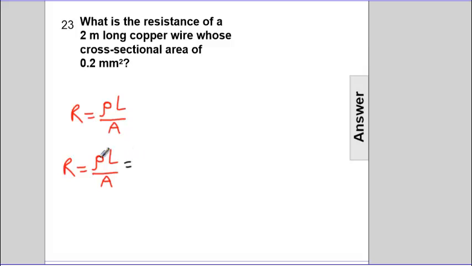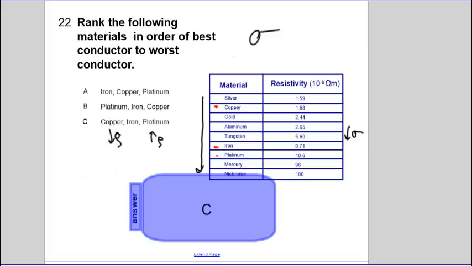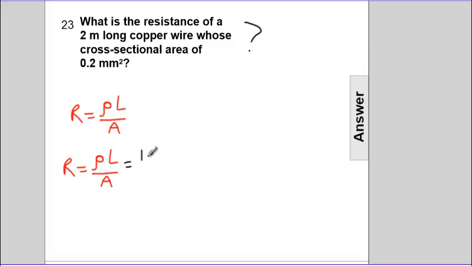Let's do this together. What is the resistance of copper? It depends on the resistivity of copper. How do we find the resistivity? Oh, it's not in the problem. Where do we find that resistivity, or resistivities in general? This information is tabulated in this data table, and copper has a resistivity of 1.68 times 10 to the negative 8 ohm meters. So that's the rho value. The length up here is 2 meters.